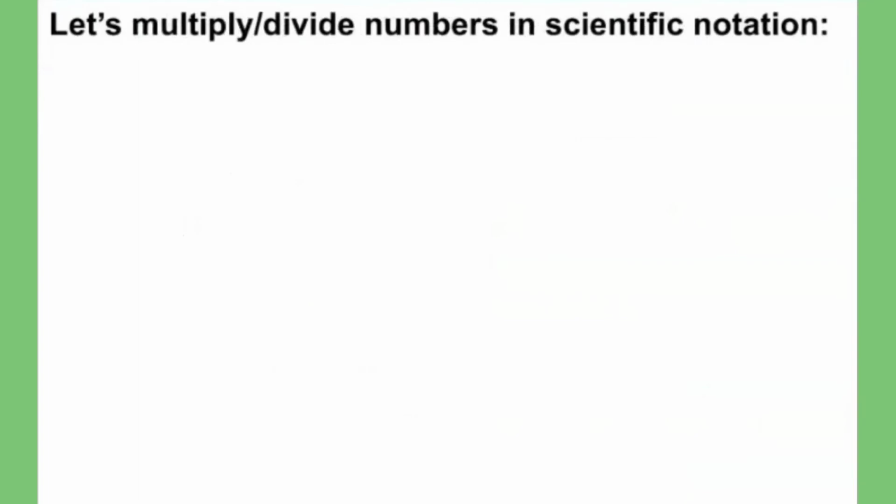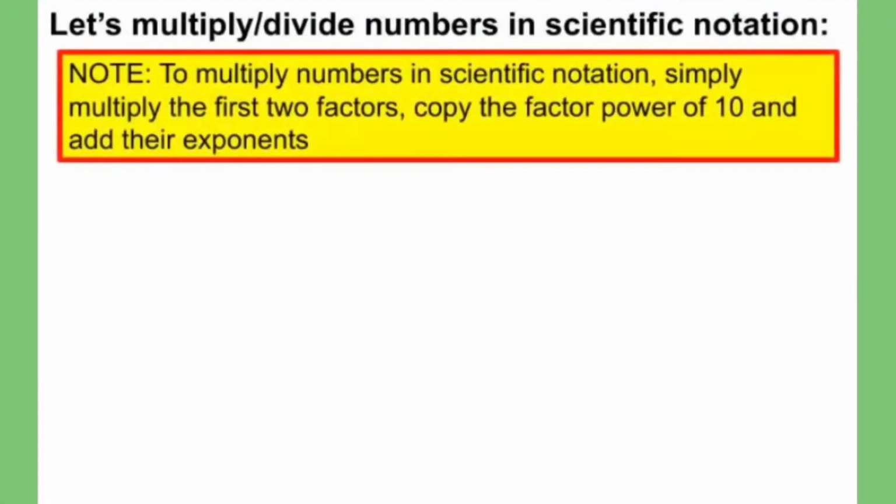Okay? So let us now know how to multiply or divide numbers in scientific notation. We follow the following rules. To multiply numbers in scientific notation, simply multiply the first two factors, then copy the power of 10 and add their exponents.